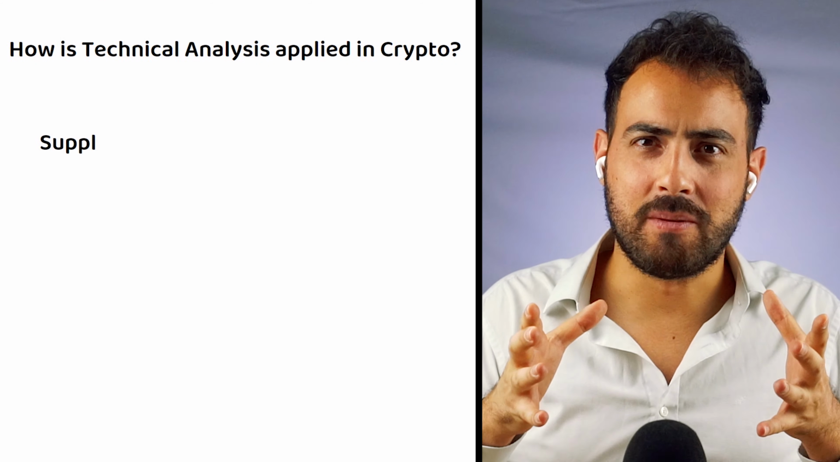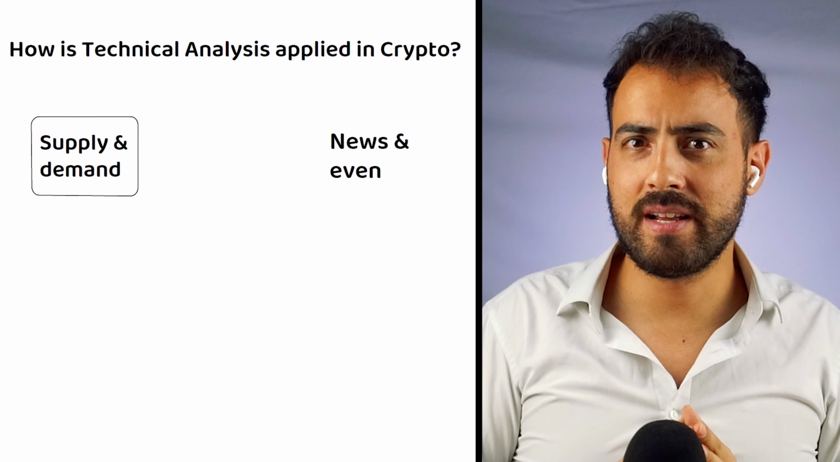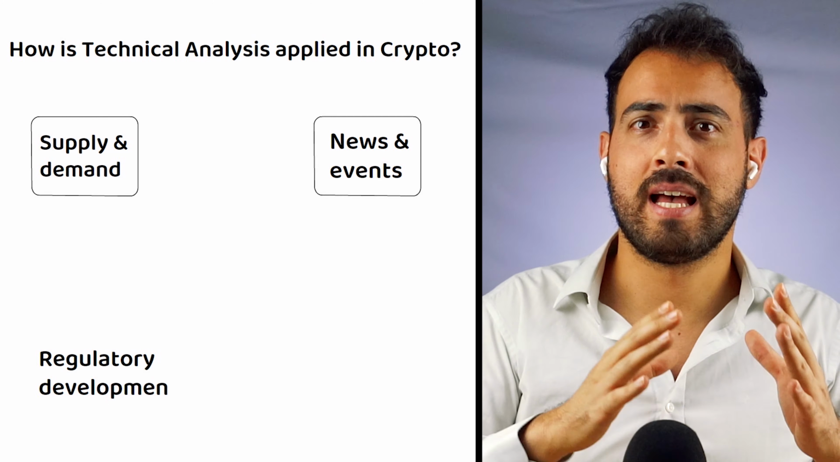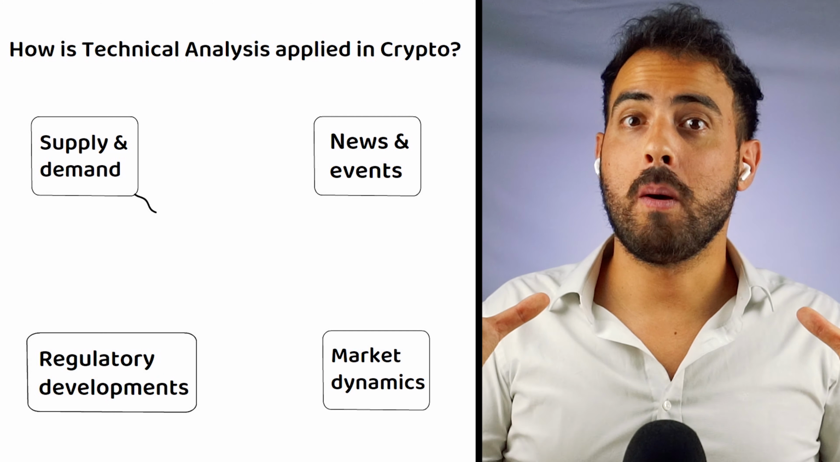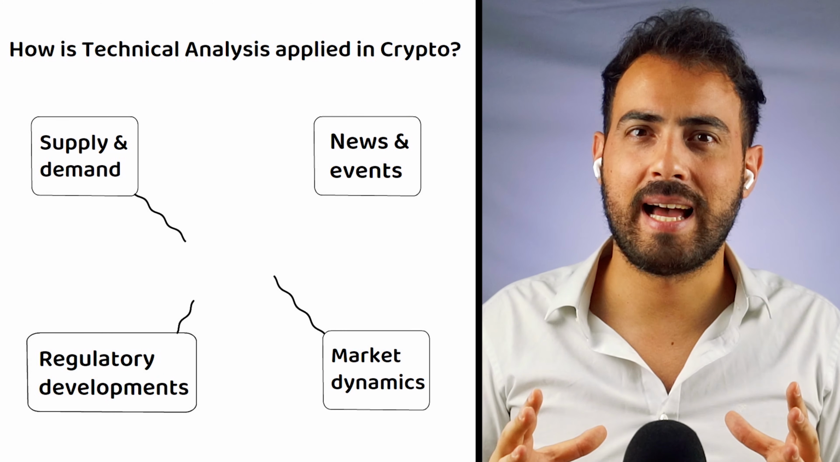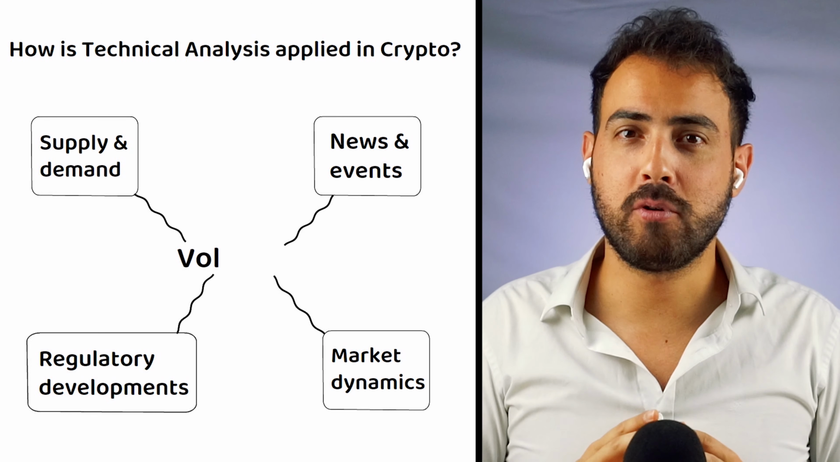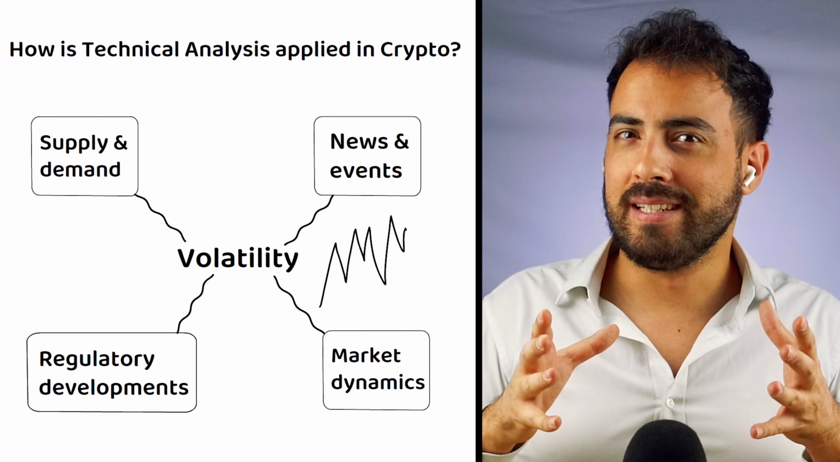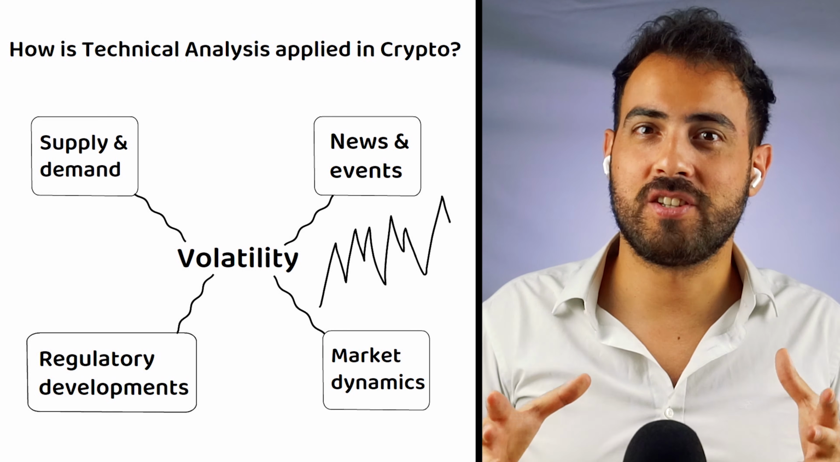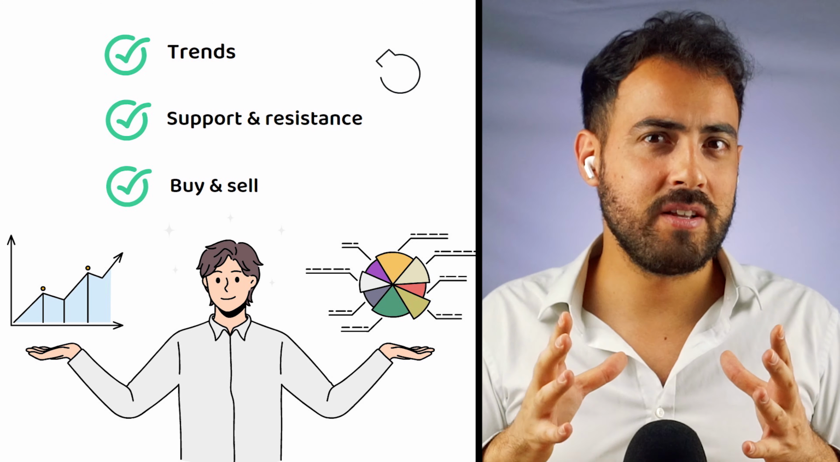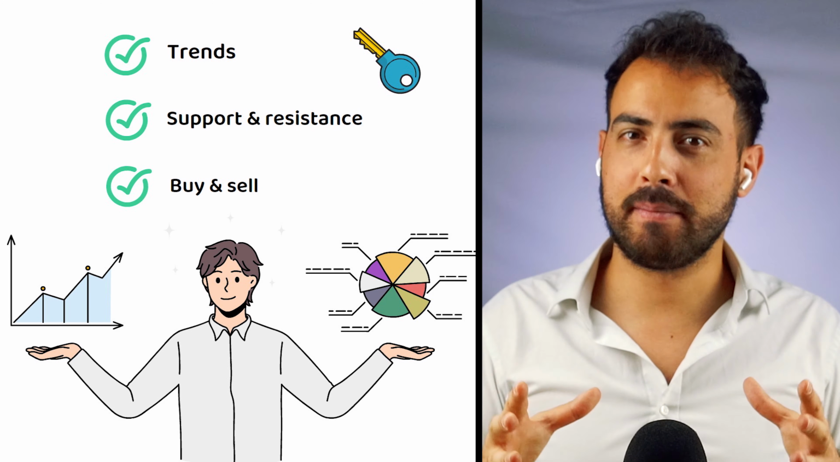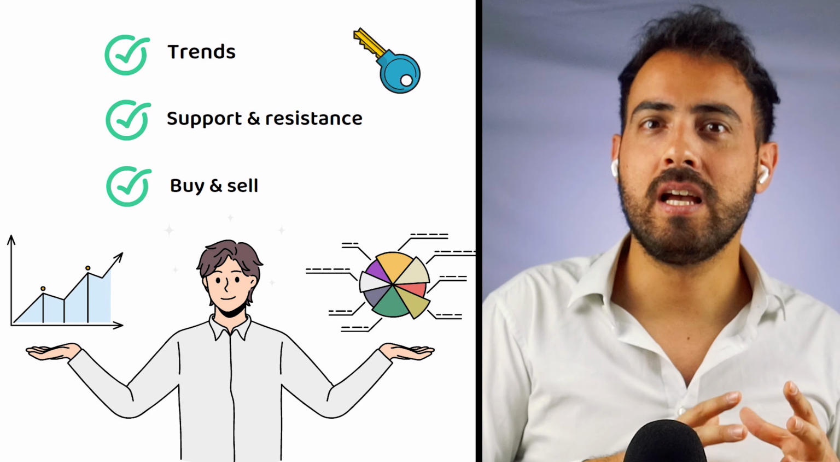The supply and demand, news and various events, regulatory developments, and market dynamics all play a role in how volatile and quickly changing the cryptocurrency market is. Technical analysts in the crypto market can use technical analysis to spot trends, levels of support and resistance, and potential buy and sell signals.